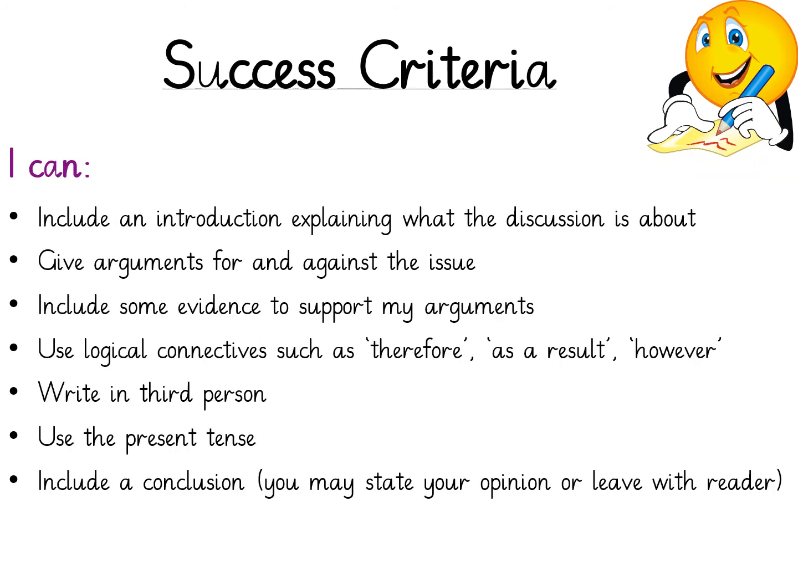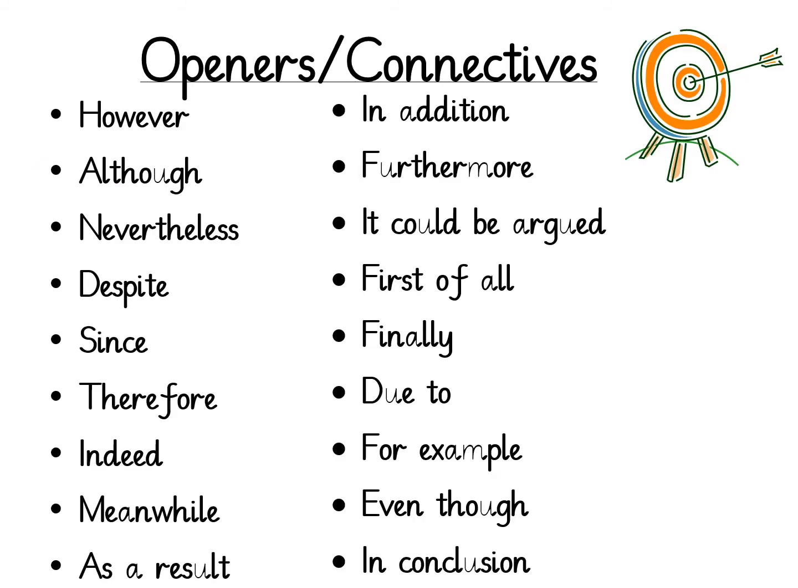Success criteria, including an introduction, giving your arguments for and against, include some evidence, use logical connectives such as therefore, as a result, however, write in the third person, using the present tense, include a conclusion. You must be getting sick of me saying that because it's repeated over and over. So here are a list of connectives, however, although, nevertheless, despite, since, therefore, indeed, meanwhile, as a result. In addition, furthermore, it could be argued, first of all, finally, due to, for example, even though, in conclusion. So I want to see some of these words in your essay.